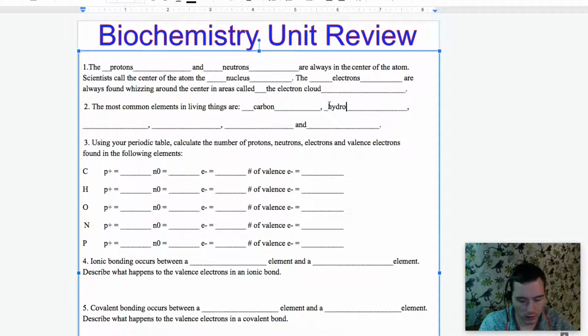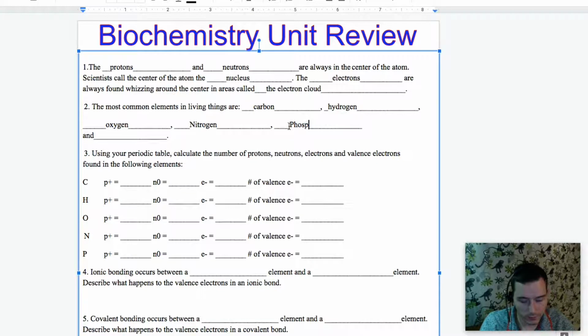The most common elements in living things are carbon, hydrogen, oxygen, nitrogen, phosphorus, and sulfur. I can remember that by remembering CHNOPS.